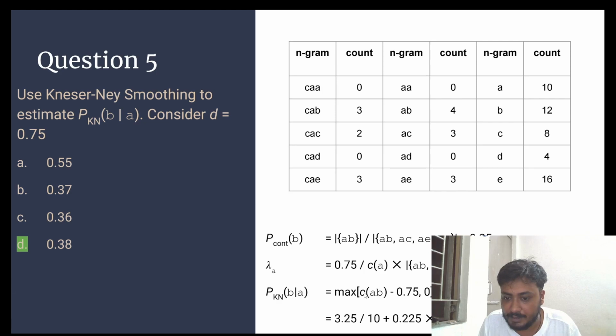So the count of AB is 4. 4 minus 0.75 is 3.25. 3.25 divided by count of A, which is 10. Then you add these two things, multiplying as we have calculated, and you get this value 0.3813, which matches with option D. Somebody had a question initially about this. So is it clear now?